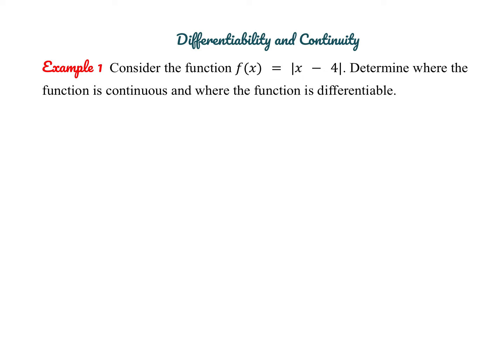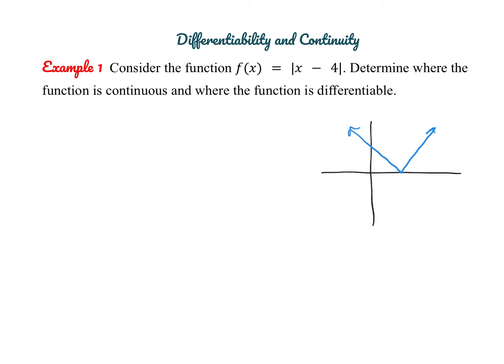All right, let's continue to look at this relationship between differentiability and continuity. So let's consider this function, f of x equals the absolute value of x minus 4. We're going to look at where this function is continuous and where it is differentiable. So just a quick sketch of our function, just so we can visualize what we're working with.